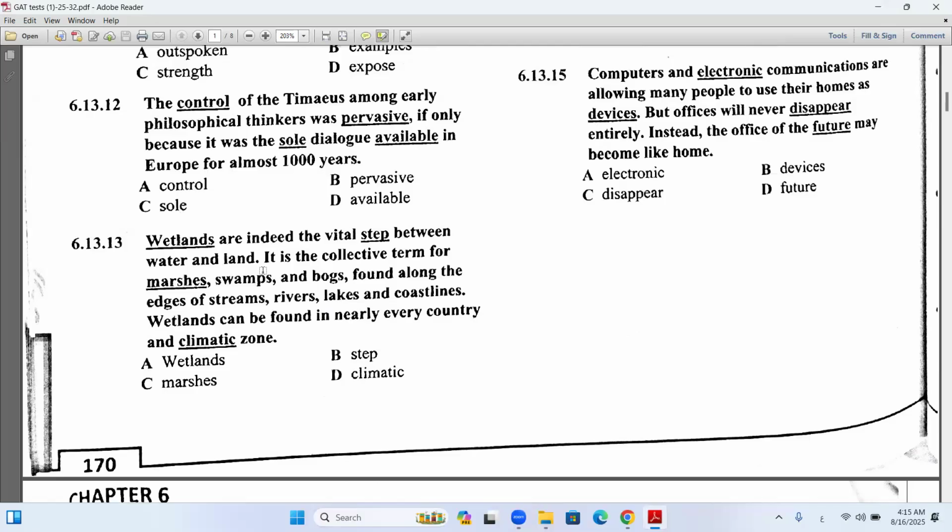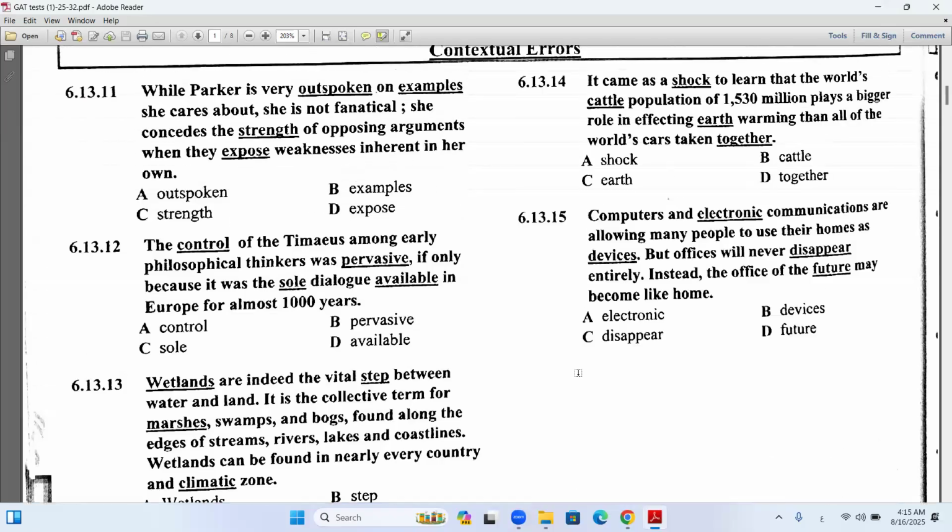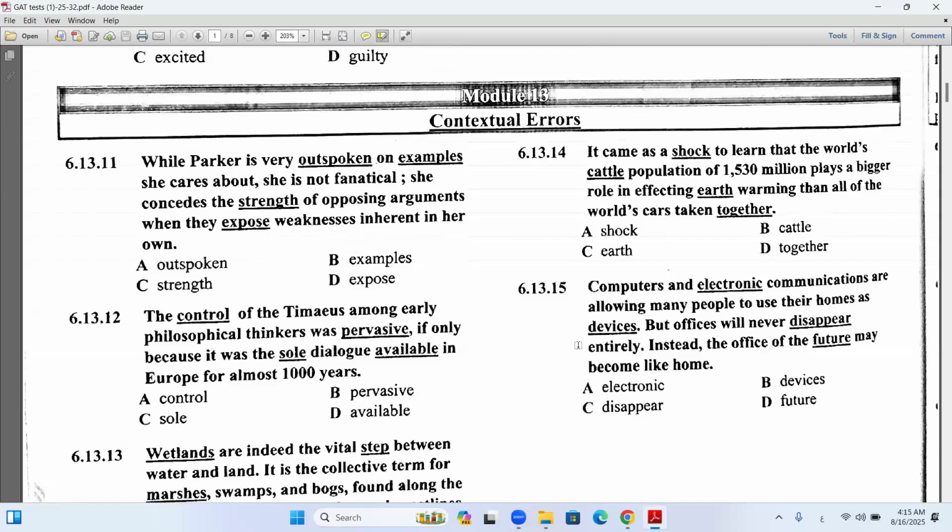Number 13. I chose B, step. Yeah, perfect. I second that. Wetlands are indeed the vital step between water and land. Not a step. It can be a space between the land and water. Not a step. We can say space or a spot. Good. 14. I chose C, earth.